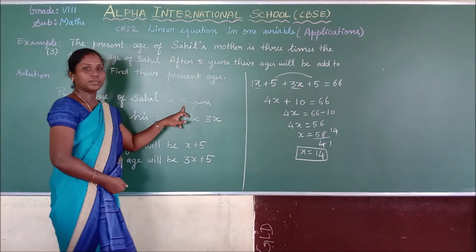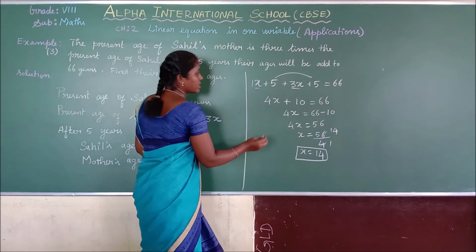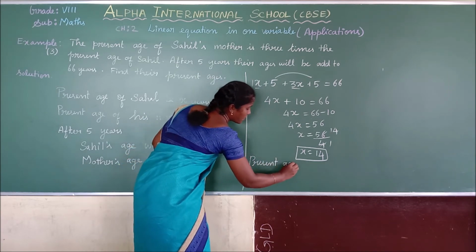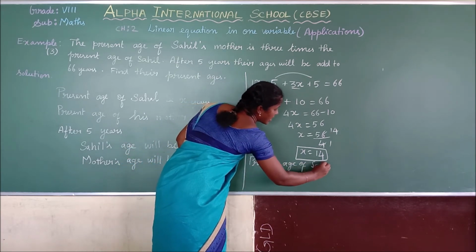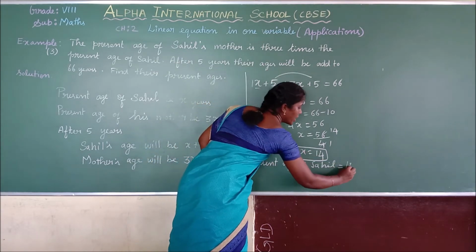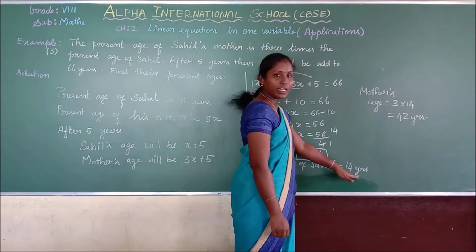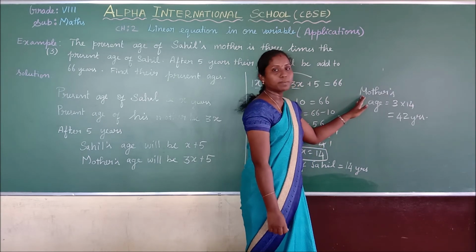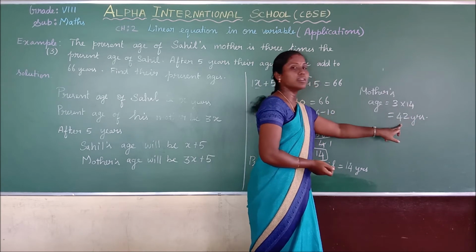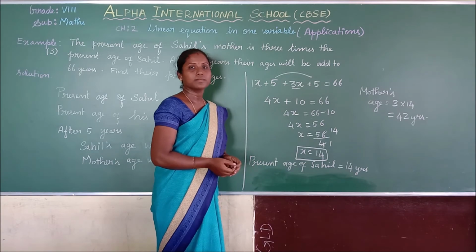What is x? x is the present age of Sahil. So the present age of Sahil is equal to 14 years. His mother's age, what about his mother's age? 3 times Sahil's age. Yes. So 3 into 14 is 42. So his mother's age is 42 years.